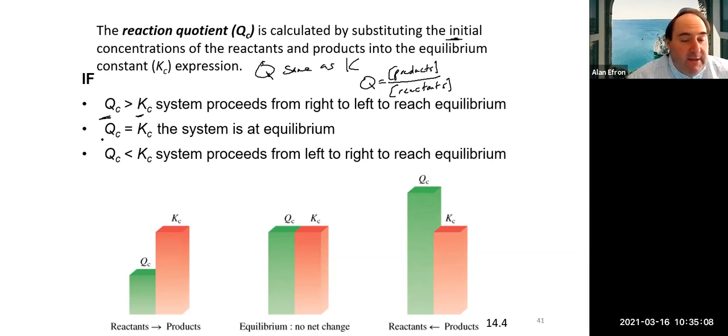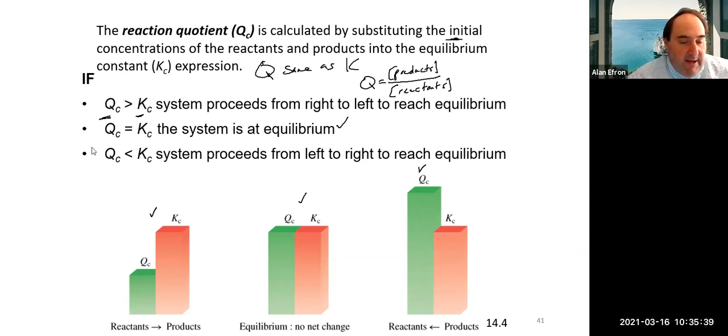If you calculate Q and it equals the Kc value, that means, congratulations, you are at equilibrium, which would be this situation here. This was the first situation. And if you calculate Q and it's less than the K value, that means, again, you are not at equilibrium, and in order to reach equilibrium, you need to go to the right and make more products, which is this situation here.